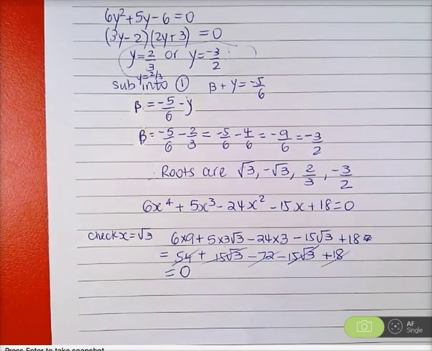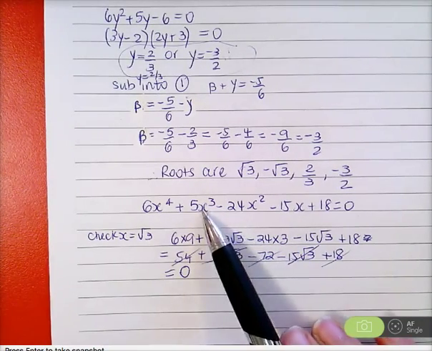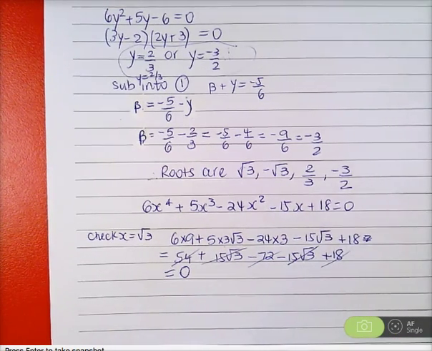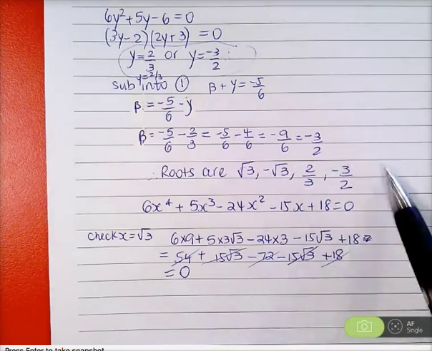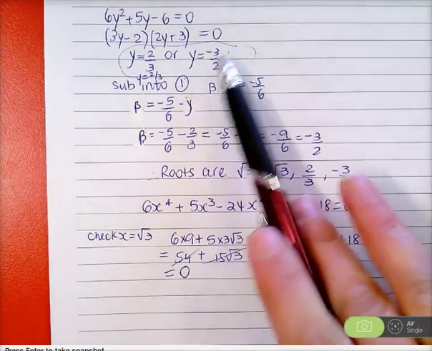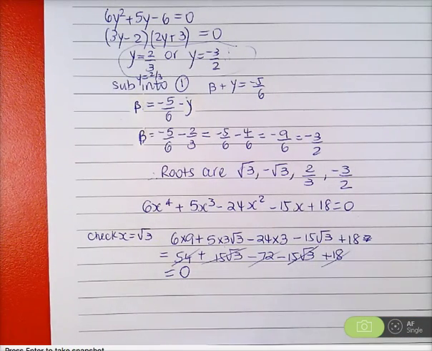Now, if you did negative root 3, that would be the opposite sign this time, it would still work. If you do 2/3, it will work. If you do negative 3 on 2, it will work. I could substitute in the 2/3 for the x, or the negative 3 on 2 for the x, and for all those I would get 0 if I did that process for each of those 4 answers.